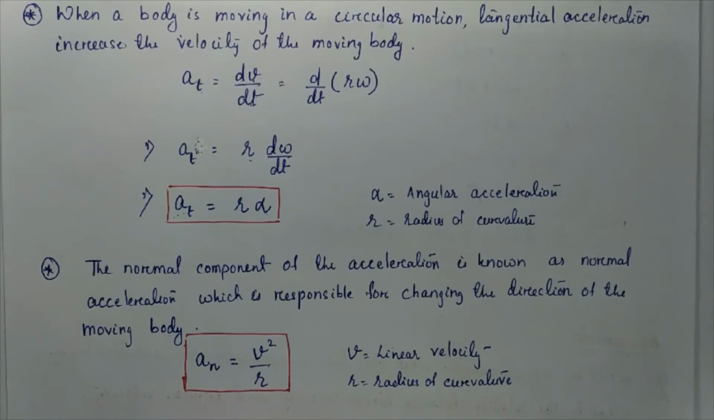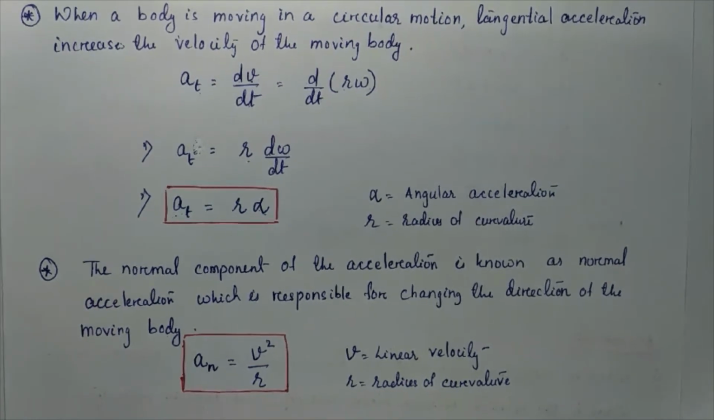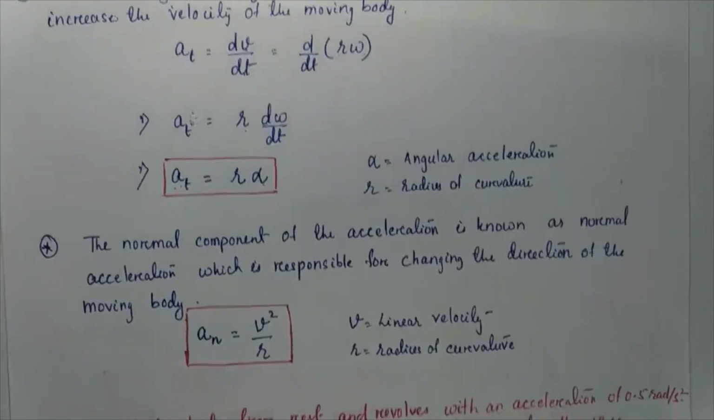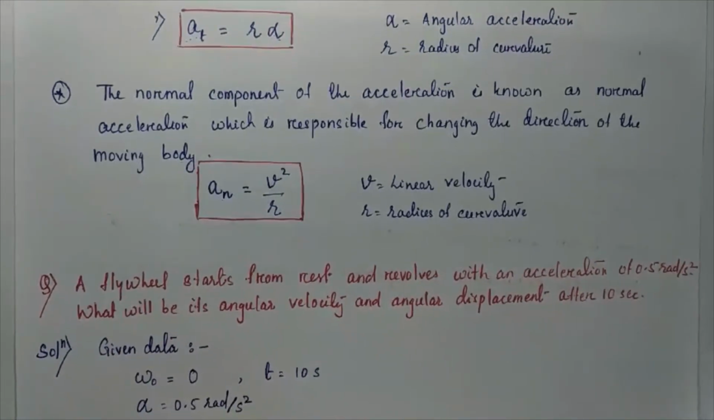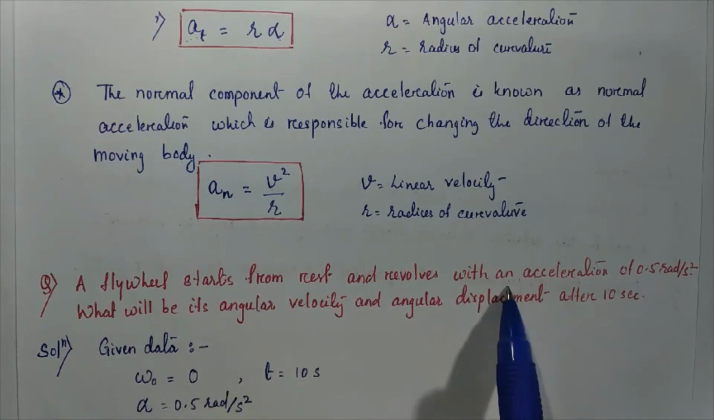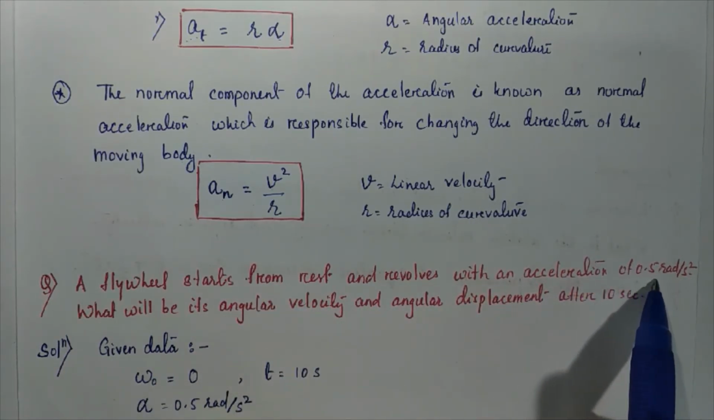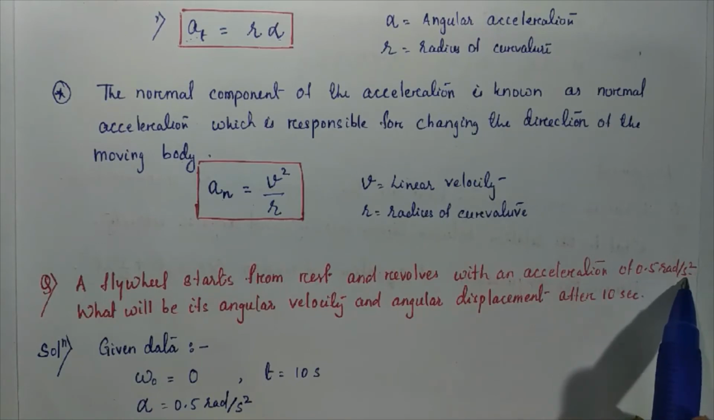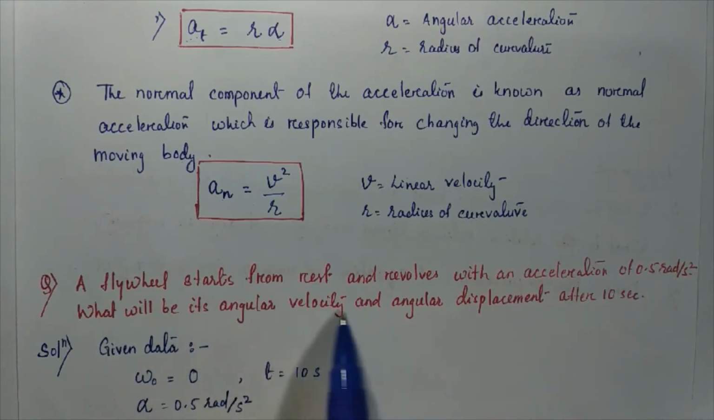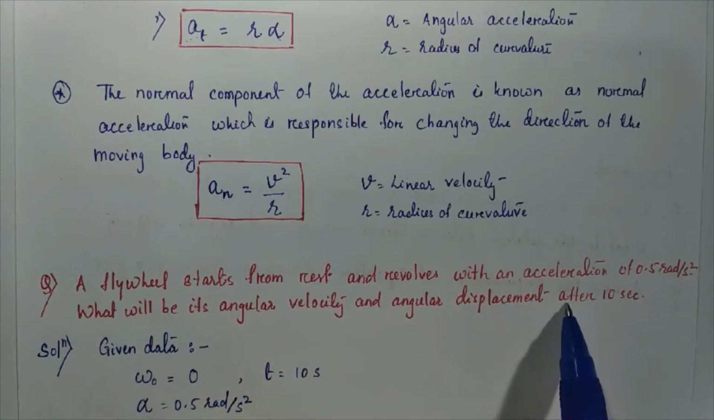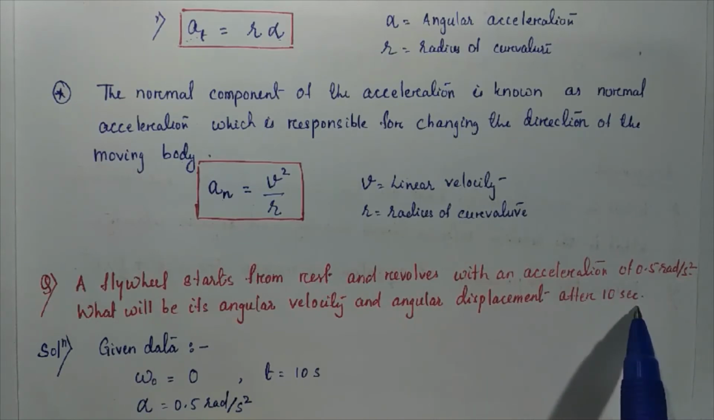So next we solve some numericals based on this curvilinear translation. Let's see the first question. A flywheel starts from rest and revolves with an acceleration of 0.5 radian per second square. What will be its angular velocity and angular displacement after 10 seconds?